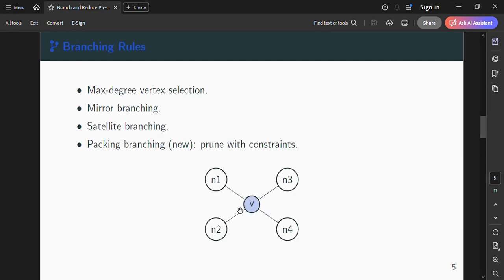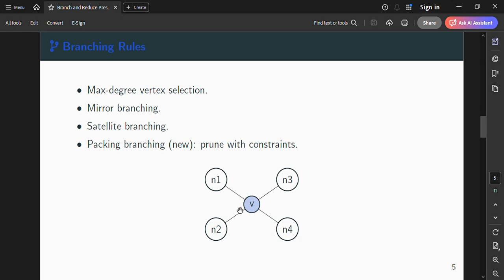Now, coming to the branching rules, choosing which vertex to branch on is important. The main strategy here is to pick the vertex with the maximum degree. It tends to split the problem more effectively. If there are ties, pick the one whose neighbors have the fewest edges among themselves. In addition, we have mirror branching.